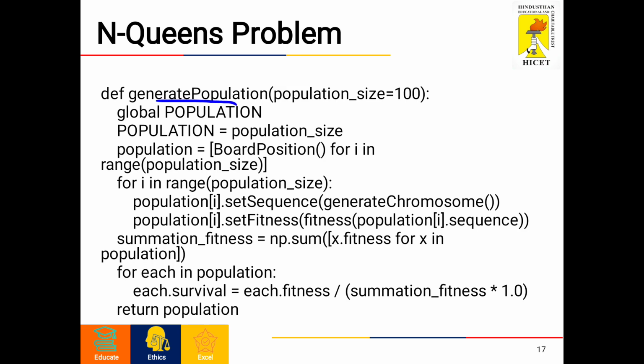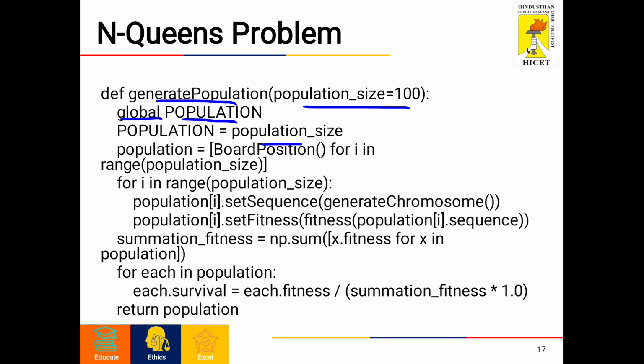The generate population function is used to generate the population. If the size is passed, the population will be generated, that is, chromosomes will be generated up to that size. If not, the default value 100 will be taken. The population is initialized to None in the beginning, and in order to make it global, we have declared the global keyword.